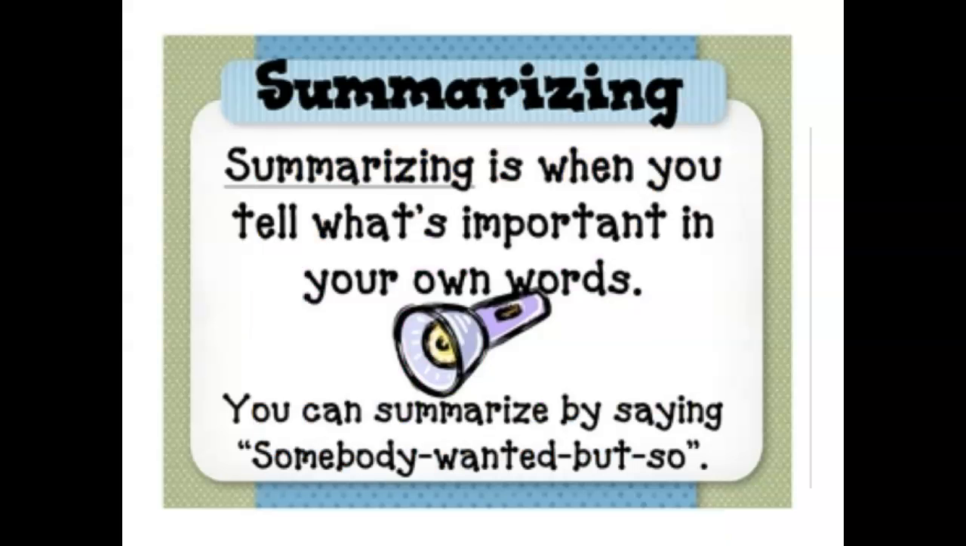The strategy we're going to use to help us as we read the story, to help us with understanding it and remembering it, is going to be summarizing. And we've looked at summarizing before. Summarizing is when you tell what's important in your own words. So when you read a story or parts of a story, you should be able to retell that story in your own words. You shouldn't have to go back and look at it again, okay?